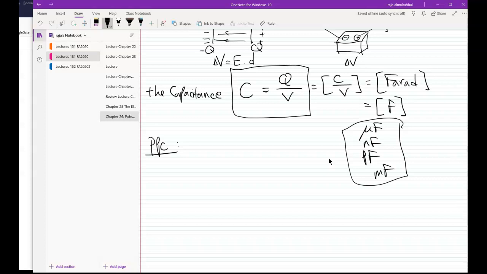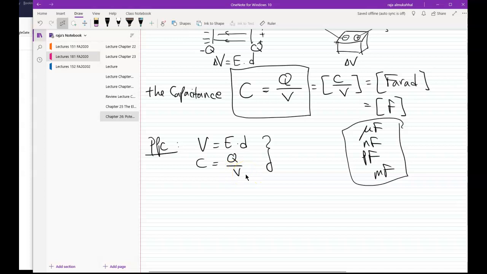As you know, we know that the voltage is equal to ED, is that right? And we know that the capacitance is equal to Q over V. Those are two relationships that we are familiar with. Now, let me substitute ED into here.